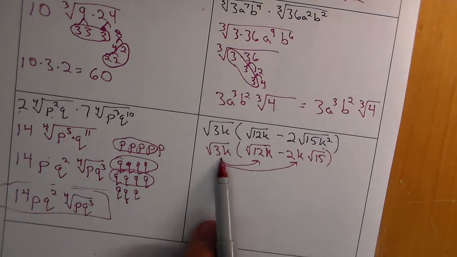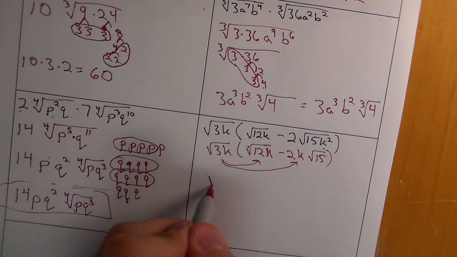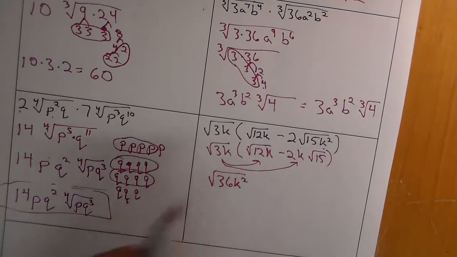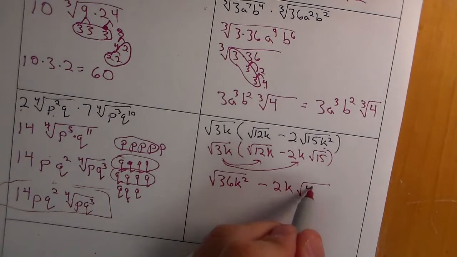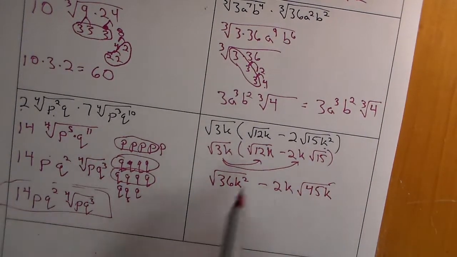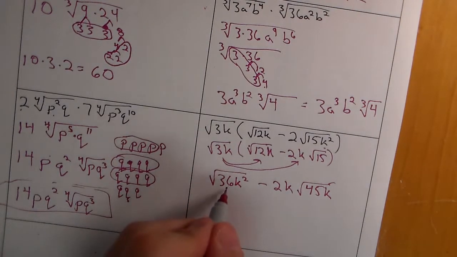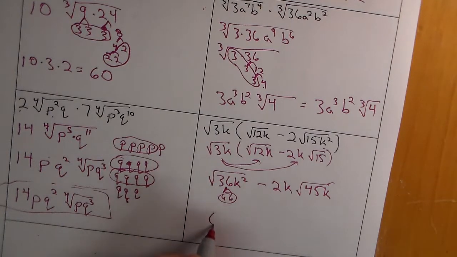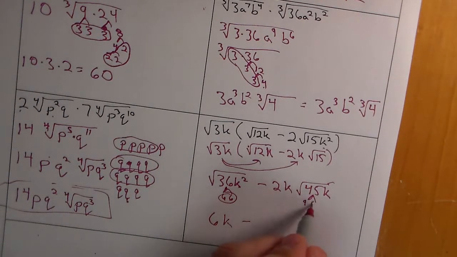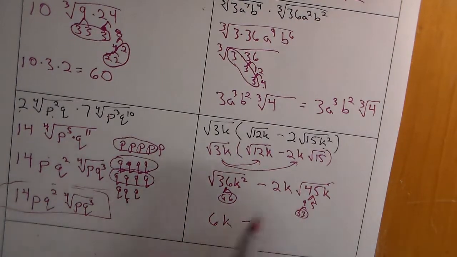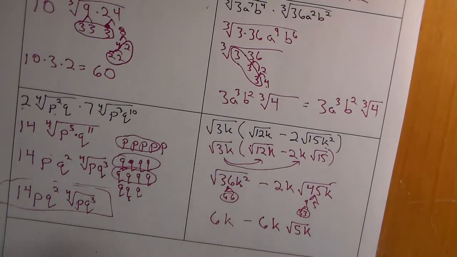So in multiplying the square root of 3k to the square root of 12k, I get the square root of 36k squared. To the other one, I have 2k on the outside, and on the inside, 45k. Now I'm going to simplify them separately to see if I can combine them. Square root of 36k squared, well that's 6 and 6, so a 6 comes out, k squared in the square root becomes k. 45 is 9 and 5, which gives me a set of 3's. Those come out with the 2 to make it 6k square root 5k.